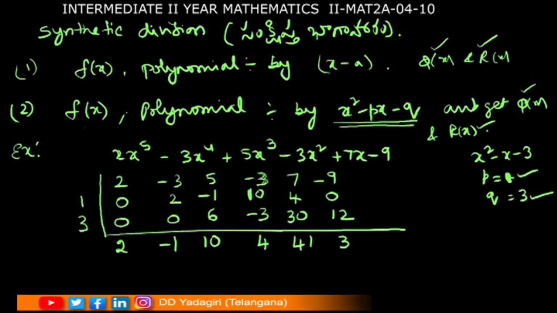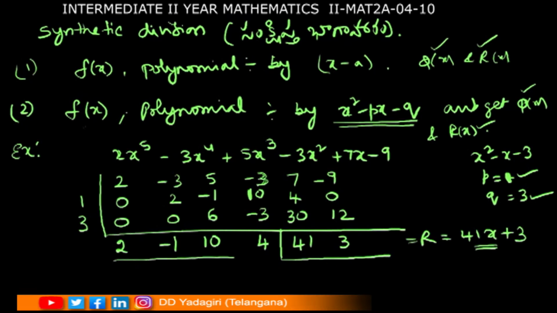If you add these two, you get... Take the last 2 terms. This is the remainder. What is the remainder? Remainder is equal to 41x plus 3. Okay, because you are dividing by x square, your remainder will have an x term, 41x plus 3.